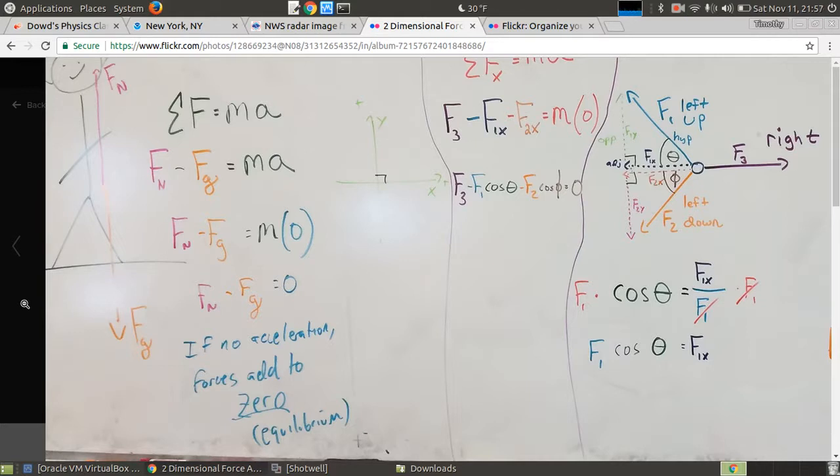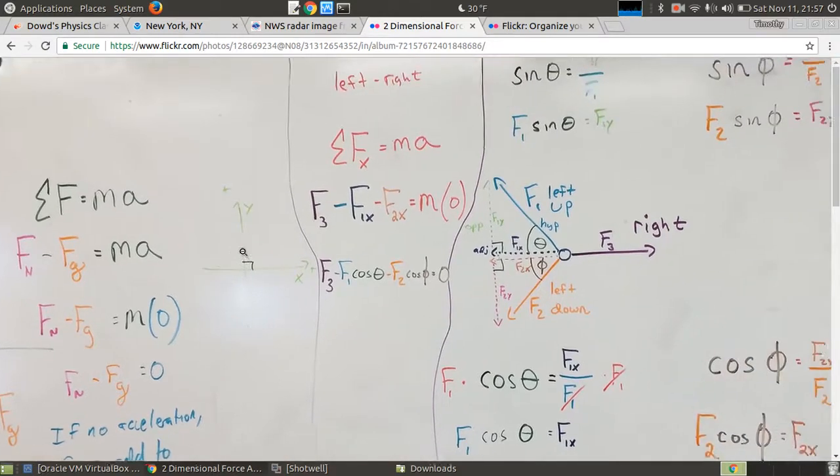So the two forces are canceling each other. So for this person, since they're not accelerating, we know the forces have to add to 0. And that's going to be the big idea for our first lab in 2 dimensions. We're going to have to make the forces go to 0.